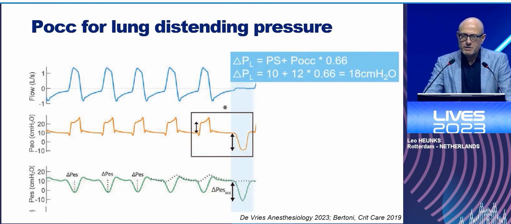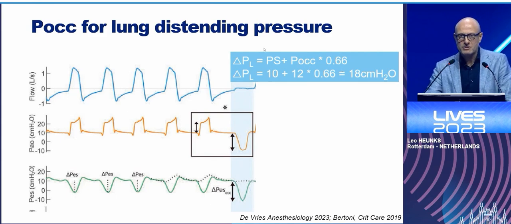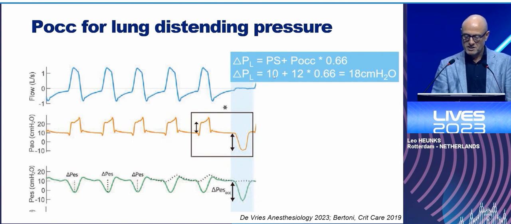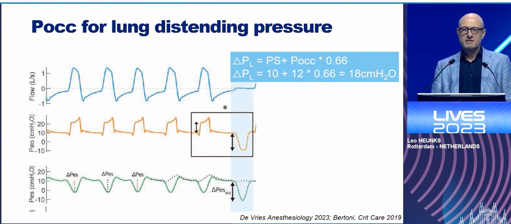And I think that's actually quite nice. In 2 independent cohorts, the group from Toronto and our own group found that the dynamic transpulmonary driving pressure can be quite reliably calculated by P-OC times 0.66 plus the pressure developed by the ventilator. So, for instance, if your inspiratory support is 10 centimeters of water, the P-OC is 12, times 0.66, the dynamic transpulmonary driving pressure would be 18 centimeters of water.